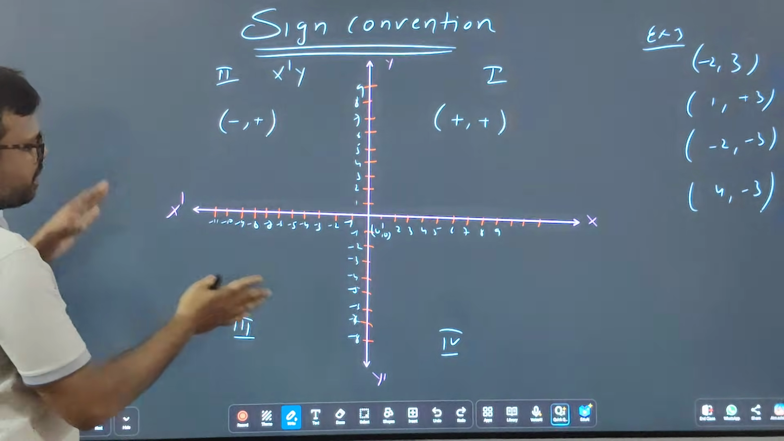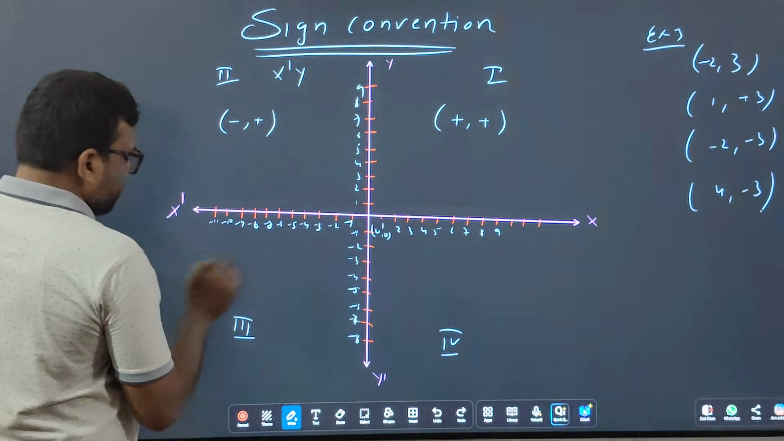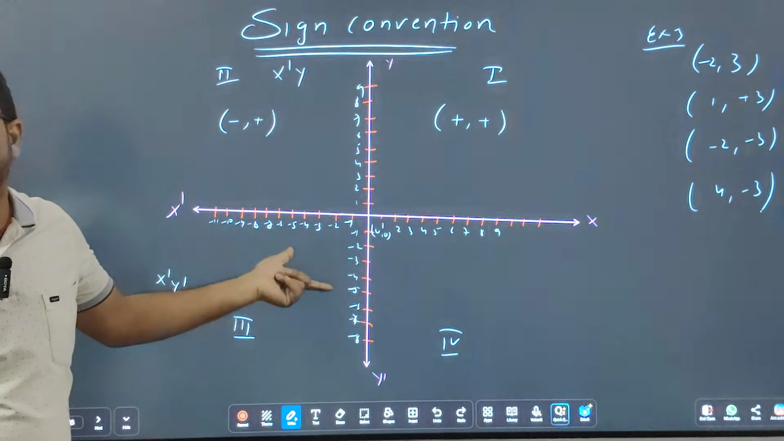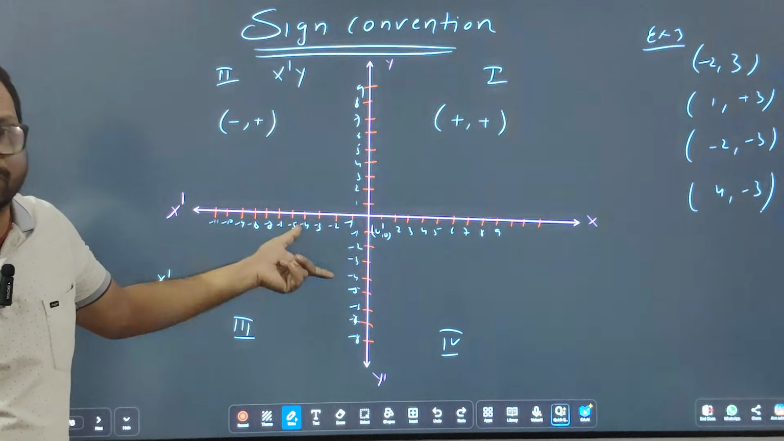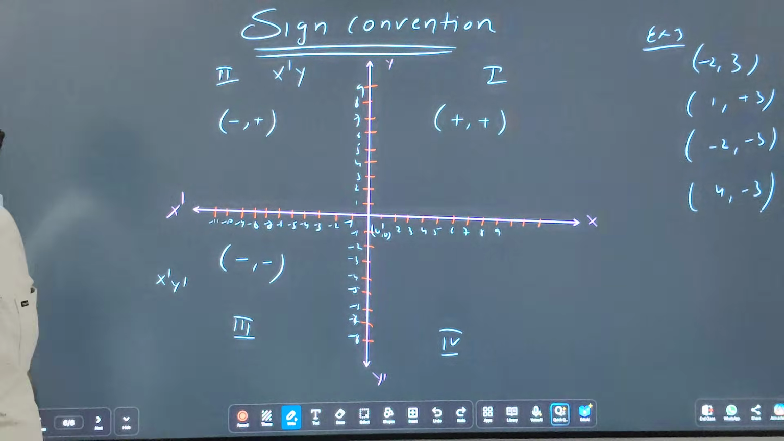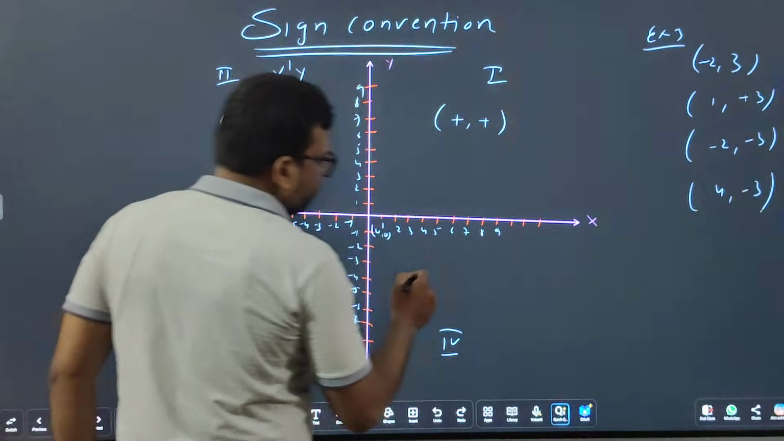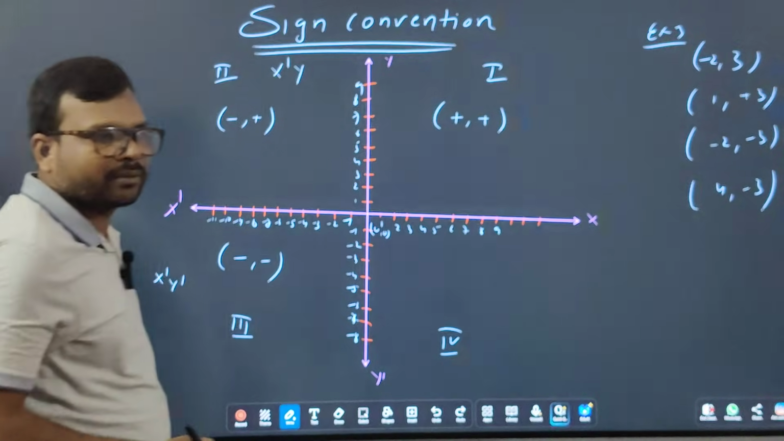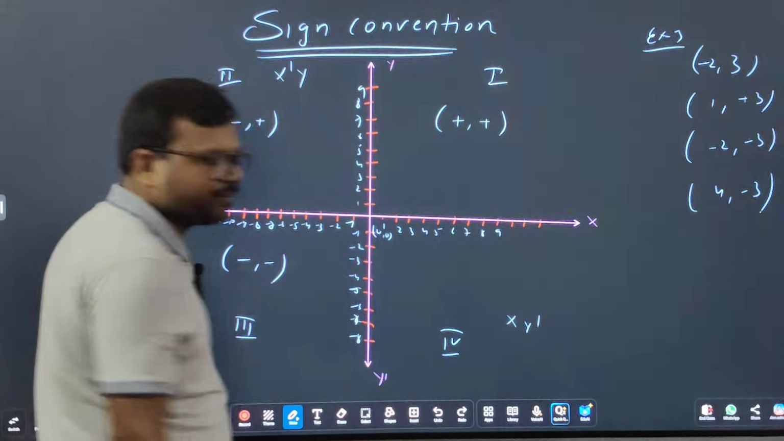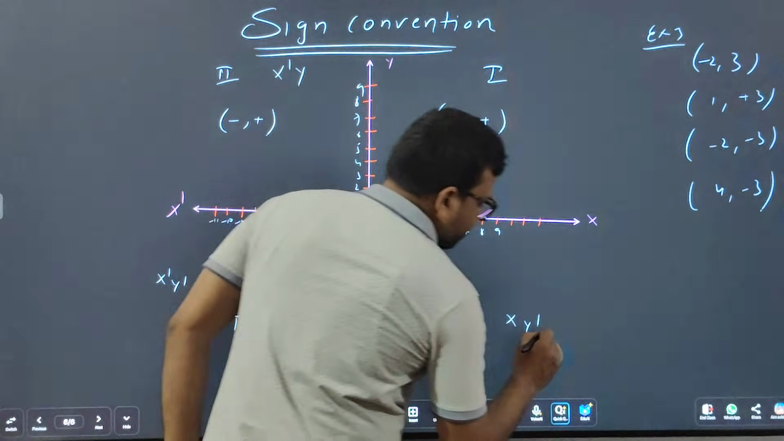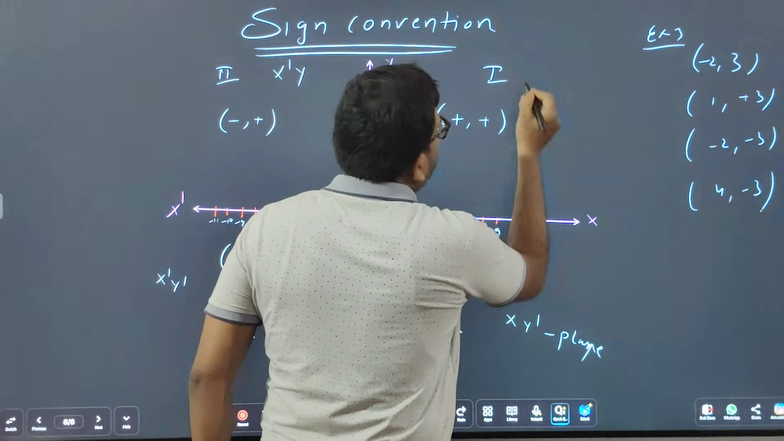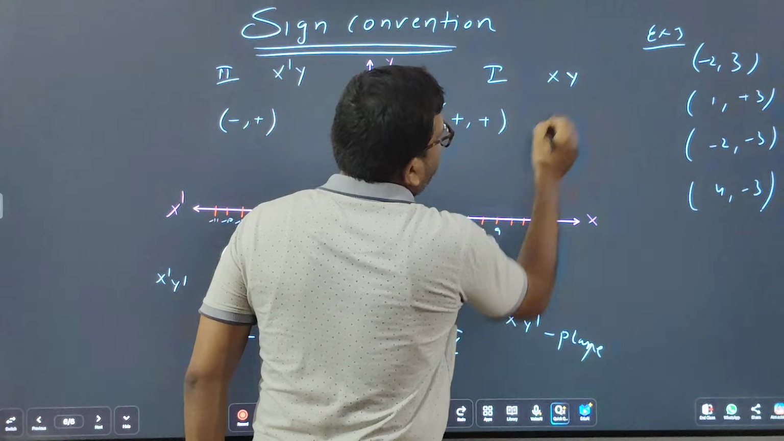Now in the third quadrant, what is the plane name? X dash y dash. It is formed from both negative axes, so it will be minus, minus. Now move to the fourth quadrant, which is made from the x and y dash plane. It is called the x y dash plane. And this is the x y plane, where both are positive.